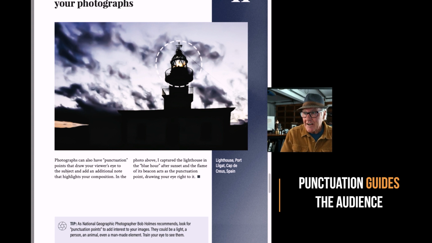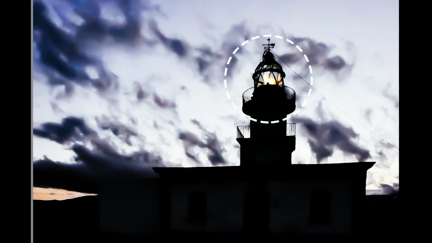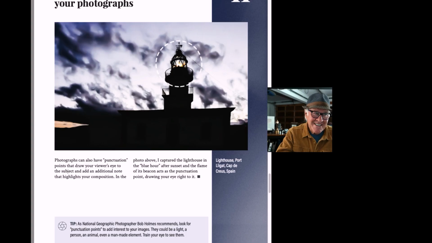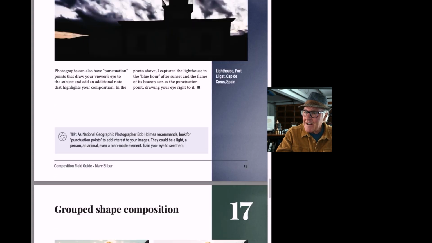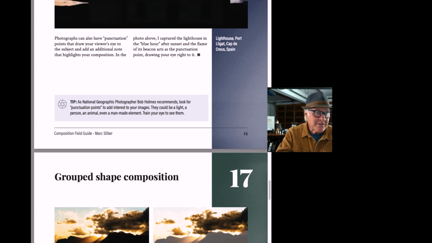This is a lighthouse near where Salvador Dali's house was on the Costa Brava, Spain. And the light in the lighthouse serves as a punctuation point. The clouds behind it were just really amazing. And I had a fantastic meal there. It was just remarkable. But look for those punctuation points in your photograph. They're there. You have to find them.